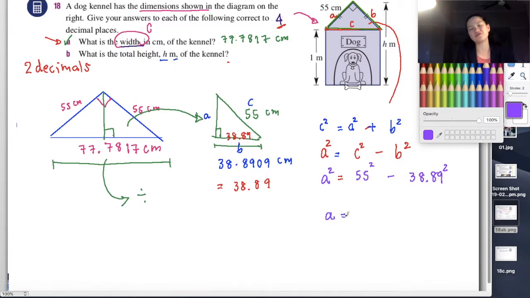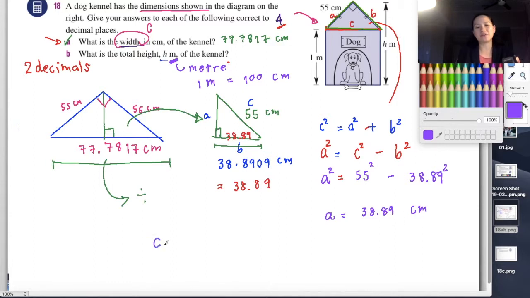Well, I use it for you. I'm going to do 55 squared minus 38.89 squared, and then when I get the answer, I square root the answer straight away. Okay, let's find the answer. But be careful, you have to answer in meters, not centimeters. 1 meter equals 100 centimeters. Find A first. After we use the calculator, A equals 38.89 centimeters.